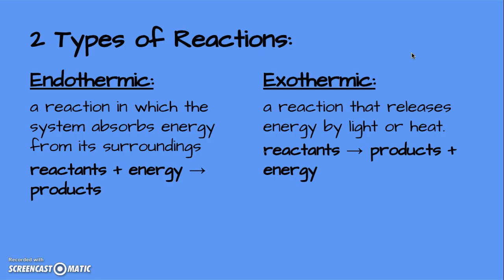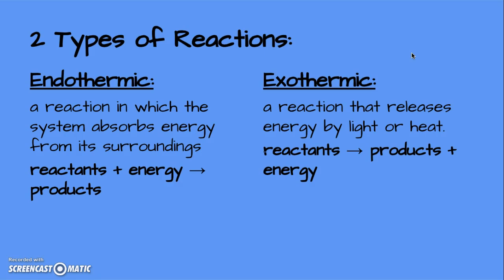So in chemistry, there are two types of reactions, an endothermic reaction and an exothermic reaction. And an easy way to remember the difference between the two is to remember three parts. That therm stands for heat or energy, endo means to put in, and exo means to release or take out.